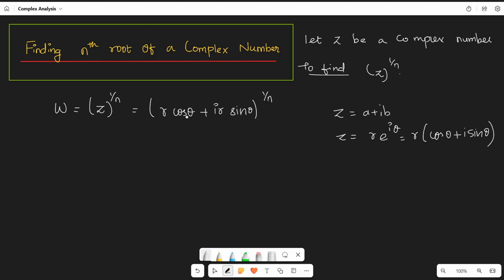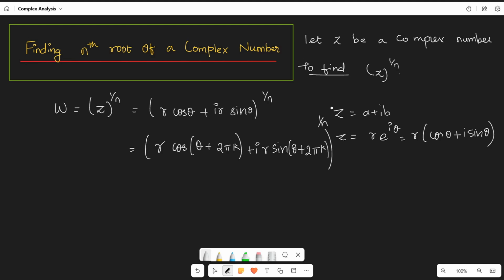Also we know that cos and sin have period 2 pi, right? So after the 2 pi interval, the values are repeated again. So this is eventually r, and instead of cos theta, the same value is applicable for cos of theta plus 2 pi k, where k is any integer. And for sin theta, I'm replacing it as i r sin of theta plus 2 pi k, the whole power 1 by n.